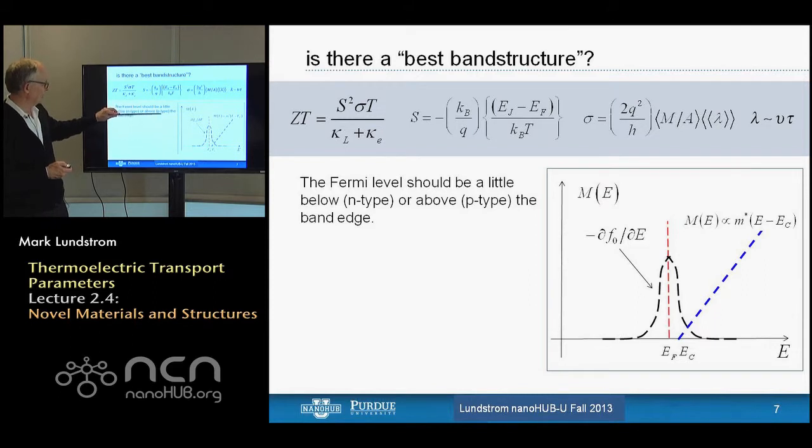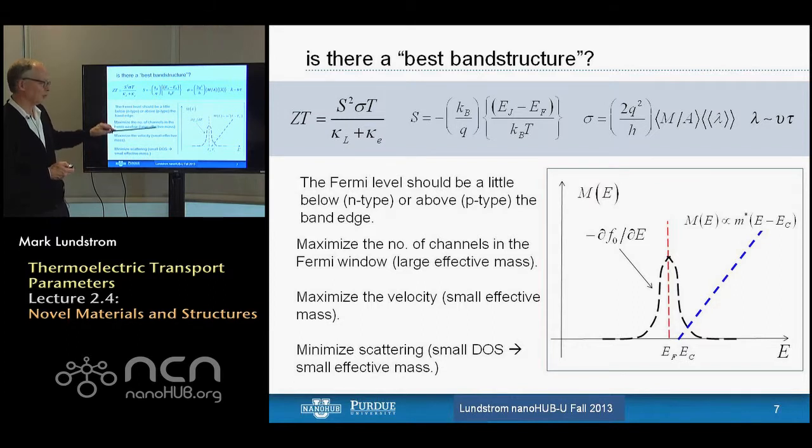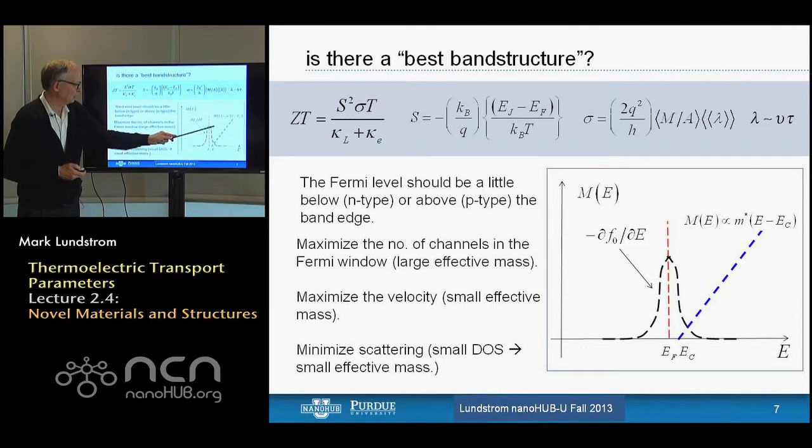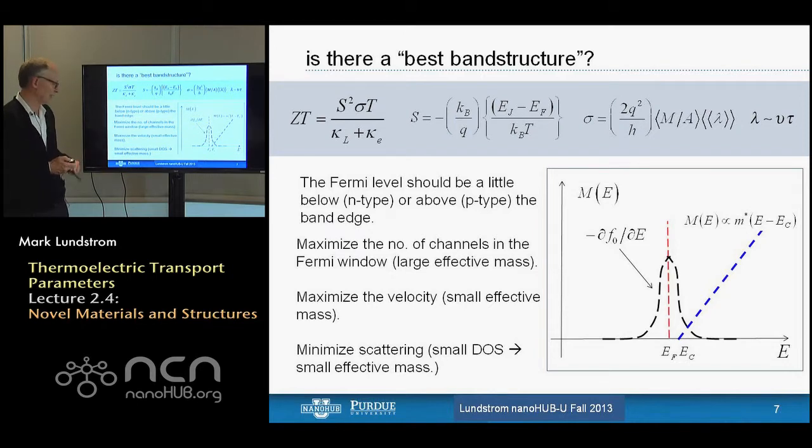So we have to keep the Fermi level as low as we possibly can, away from the band edge. But we also have to maximize the number of channels. So if we had a very high effective mass, the slope of this line would increase more steeply, and we'd get more channels inside the Fermi window. That would give us a higher conductivity. We also want a long mean free path. Mean free path is velocity times scattering time. To get a high velocity, we want light effective masses. Okay. But light effective masses give us a small number of channels, so there's a trade-off involved there.